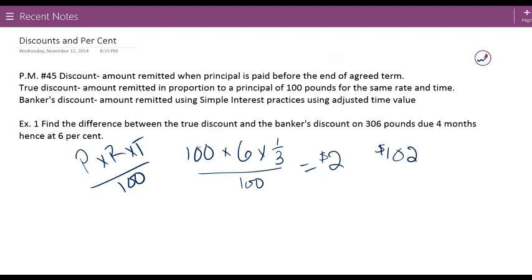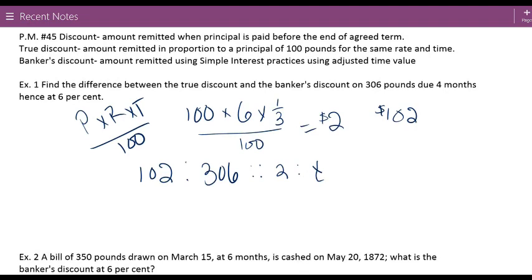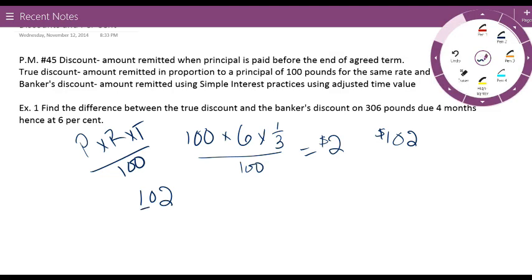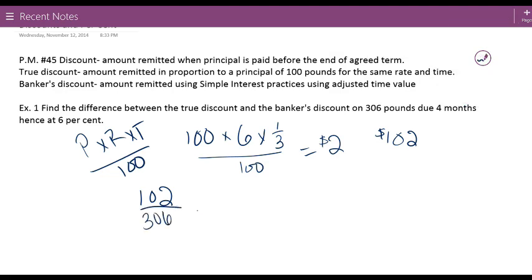So that is our hypothetical value. Now that's going to be in proportion to our real value, so we have 102 would have been what you paid if you had used 100, compared to 306. We have $2 is to our true value, or in this case I'm going to use a T to help us remember that it's the true value. Now we set this up just like all those other proportions we worked with. So we've got $102 over 306 equals 2 over T.